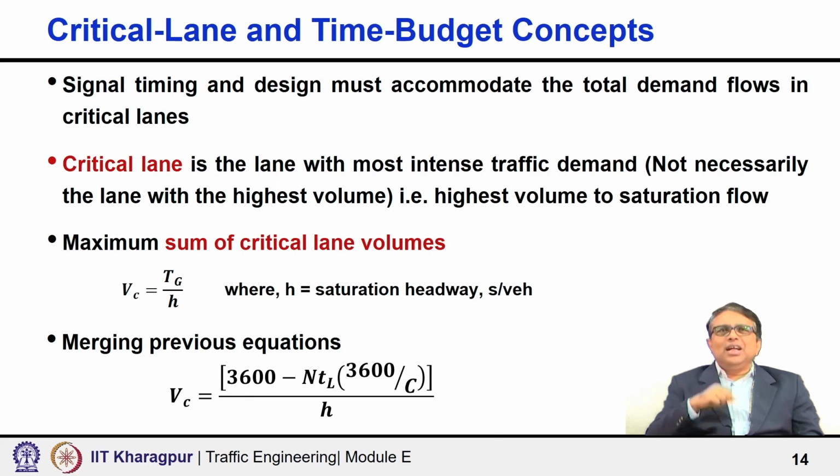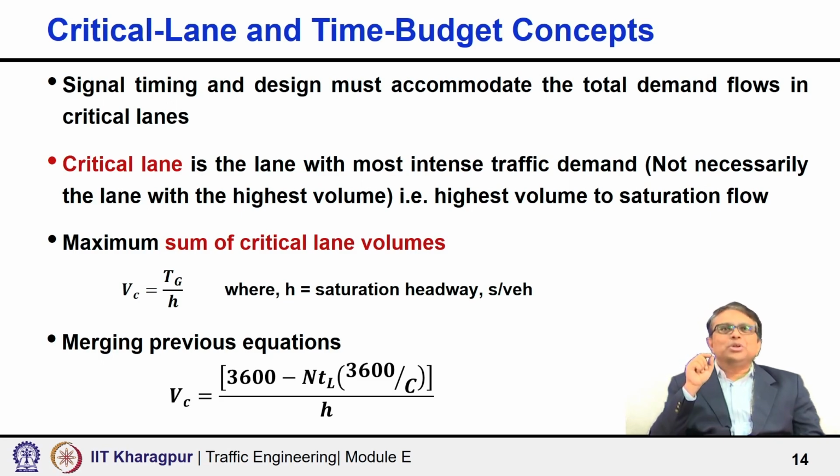Now, signal timings and design must accommodate the total demand flows in critical lanes. That is my basis. In every phase, I should be able to handle the critical lane. The critical lane is the lane with the most intense traffic demand. Carefully observe it: I am saying most intense traffic demand, not necessarily the lane with the highest volume. So, on what basis are we identifying the critical lane? It is based on the highest volume to saturation flow.